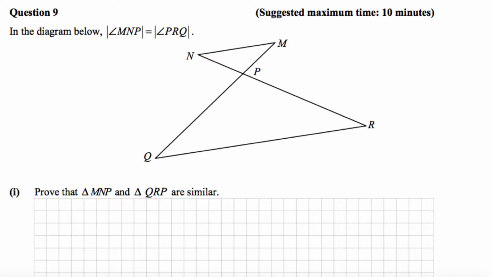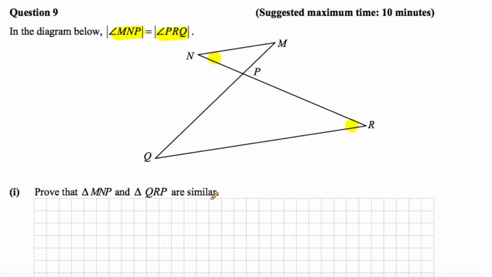So this is the 2014 Junior Cert Higher Level Paper 2 and we're looking at question number 9. In the diagram below, the size of the angle MNP is equal to the size of the angle PRQ. So in other words, we're saying that MNP, which is this angle, is equal to PRQ, which is this angle there. So they're equal. Okay, part 1 says prove that the triangle MNP and the triangle QRP are similar.